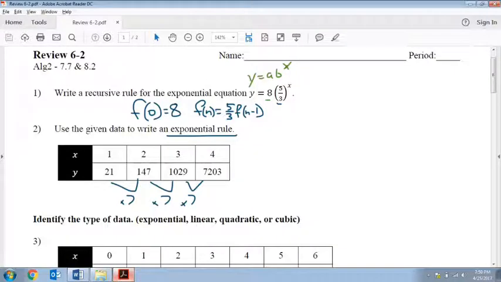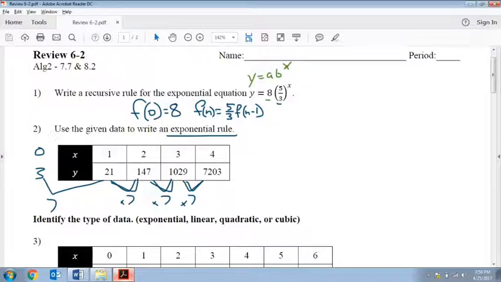Okay, so we know our ratio, that's our b value. We also need our a value, that's the starting point. Well, we multiplied by 7 every time we went up. So if we divide by 7, 21 divided by 7 is 3. So when x is 0, y is 3.